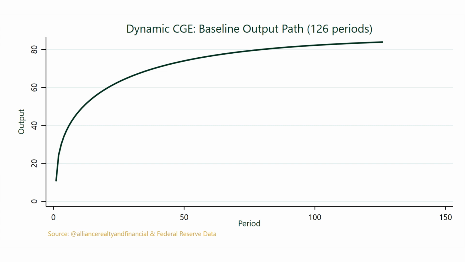This chart shows the baseline path generated by our dynamic CGE model. It projects output under current conditions and calibrated parameters, with no additional fragility shock applied. Think of it as the model's business-as-usual trajectory. Output rises steadily as capital accumulates and productivity stabilizes over time.